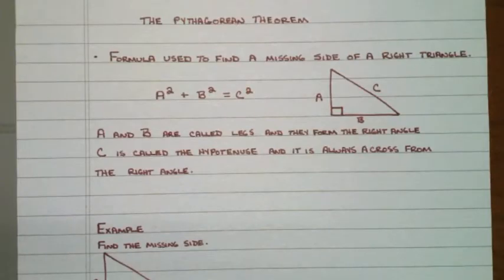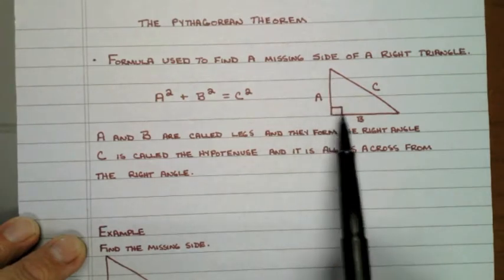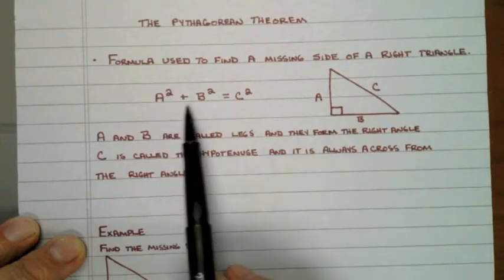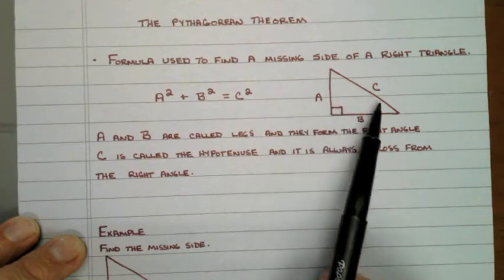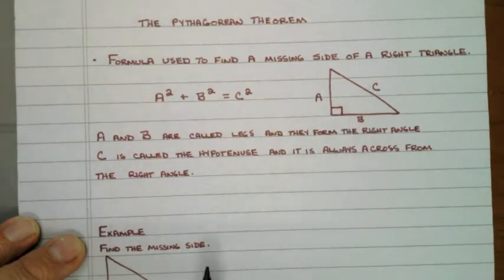In this video, we're going to go over the Pythagorean Theorem. In essence, the Pythagorean Theorem is a formula that goes with a right triangle, and it's used to find any missing side on that right triangle. What this formula is telling you is if you take the two sides that form a right angle, you square each one of those sides and add them together, it will be the exact same length as the side that's across from the right angle.